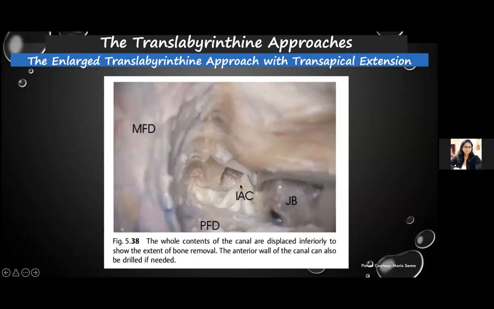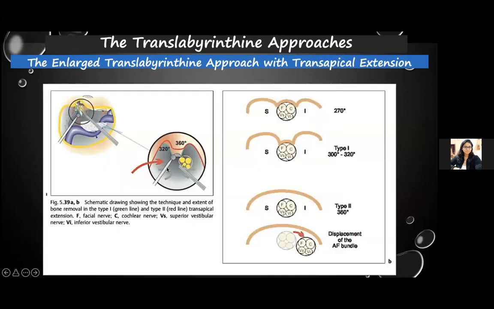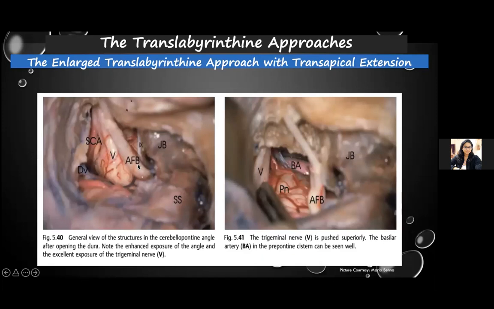Now here you can see the whole contents of the canal are displaced inferiorly, and we can see the bone is removed. Okay, and that is what is shown here. The entire content of the internal acoustic meatus is pushed inferiorly, and the bone behind is drilled away. So in one slide, they are showing all the different types. Now this is the displacement of the AF bundle, the acousticofacial bundle, and the entire anterior region of the dura is exposed.